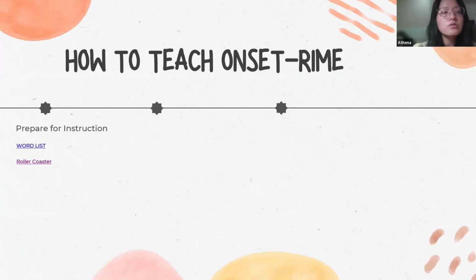So how to teach? First of all, you need a word list. The word list can be real words and non-words. I will talk about that. And the word list is like this. I will share it.